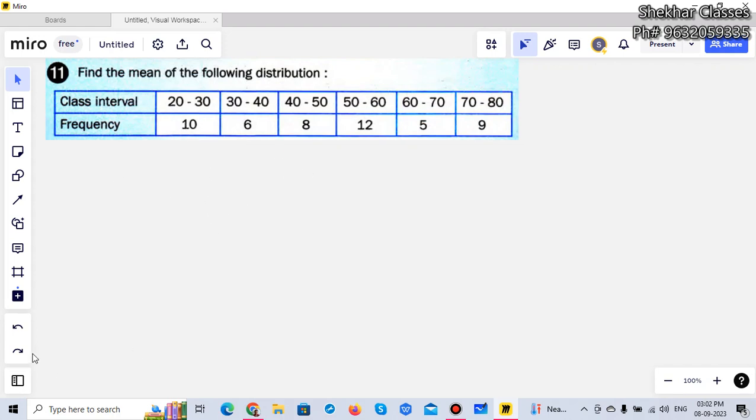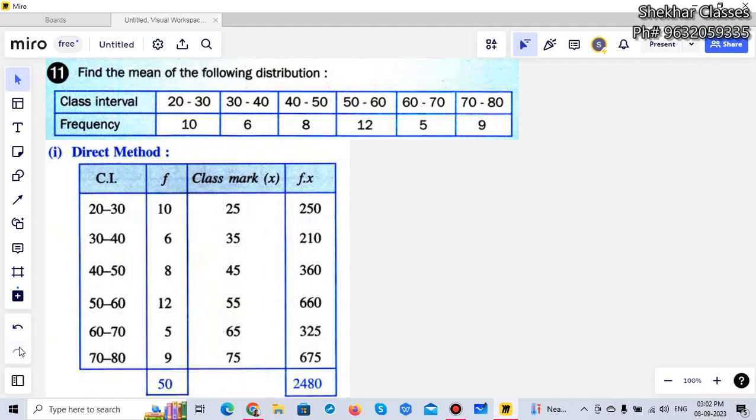For that, we will have to put a table in it, and the table is this one here. Now, for class interval 20 to 30, the class mark will be 20 plus 30 divided by 2, which is 25. Here it will be 30 plus 40 divided by 2 is 35, and so on and so forth. So it will be the class mark. We'll find the product of the frequency and the class mark: here it is 250. 6 into 35 is 210, 8 into 45 is 360, 12 into 55 is 660, 5 into 65 is 325, 9 into 75 is this much. Add all of these f into x, the summation of that, and add all the frequencies.